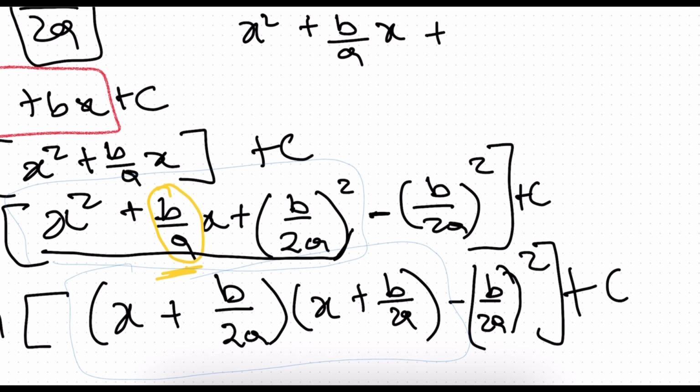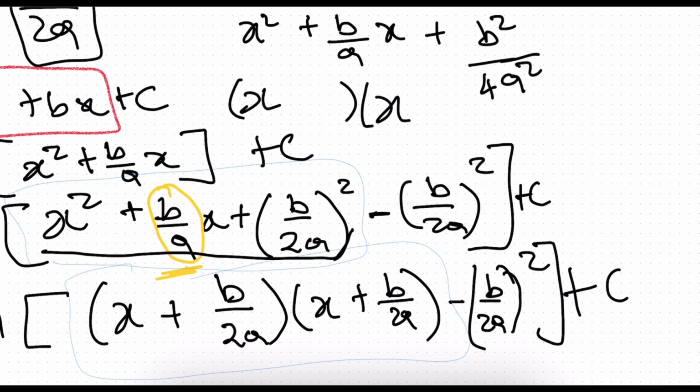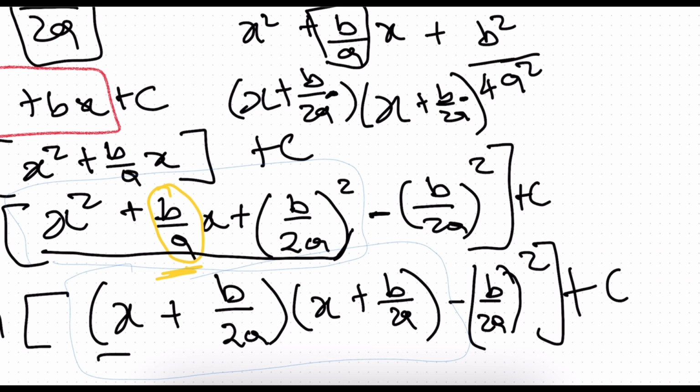plus b squared over 4a squared. To look for factors, if you were to open bracket, it's going to be x and x. Which things can you multiply to give you b squared over 4a squared, such that when you add them, they give you the middle term? So you have to have b over 2a, because b over 2a times b over 2a gives b squared over 4a squared. But b over 2a plus b over 2a gives b over a. So that's how I got into this format. I hope that's clear.